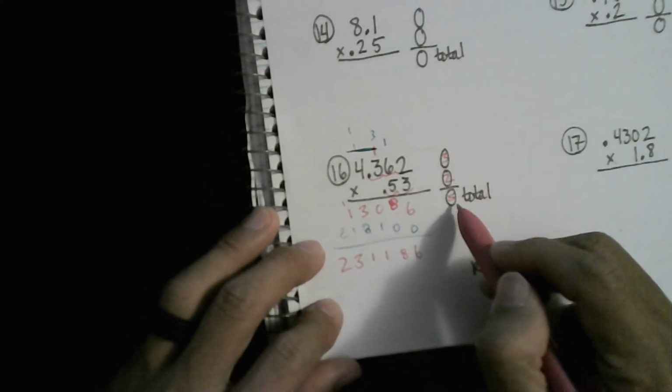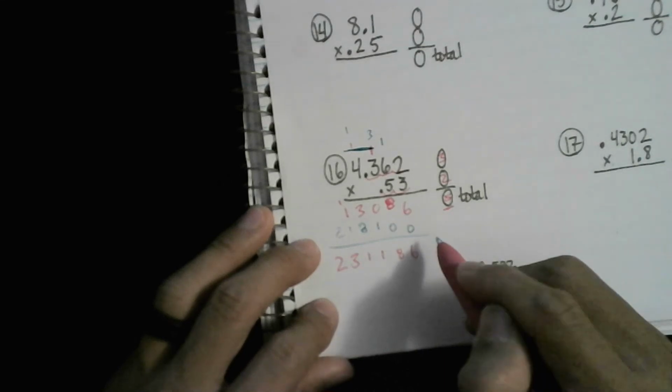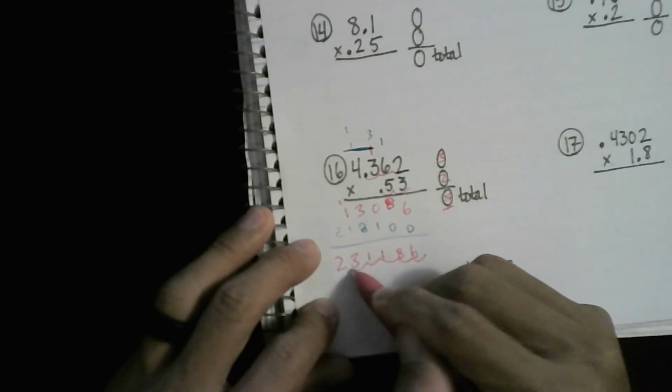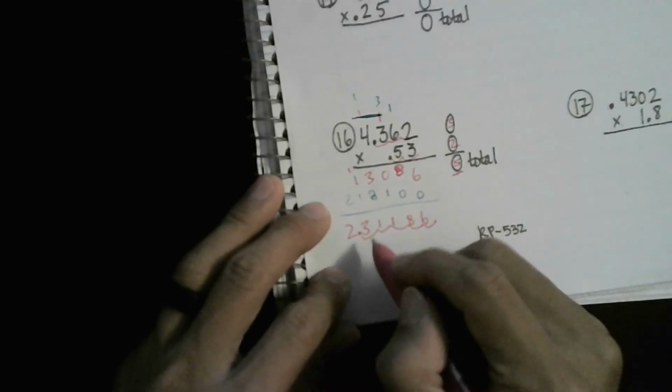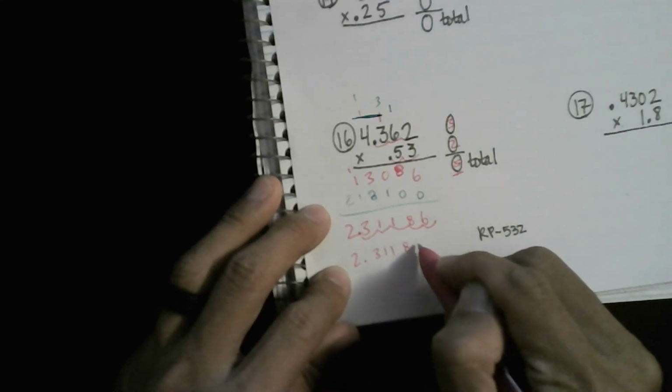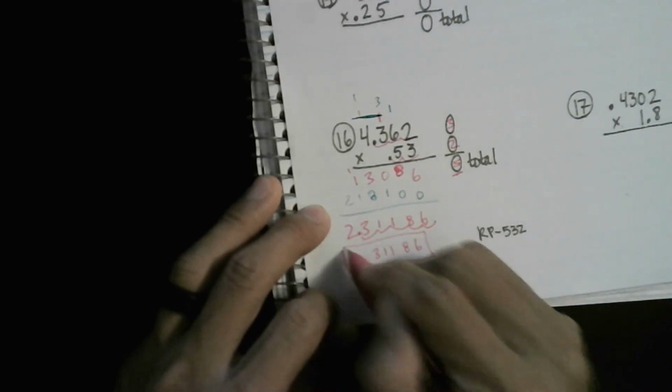Now, we said 5 decimal spaces of where we're going to move it in. So it starts here, and it goes 1, 2, 3, 4, 5, right over there. So our answer would be 2.31186, and that is our answer.